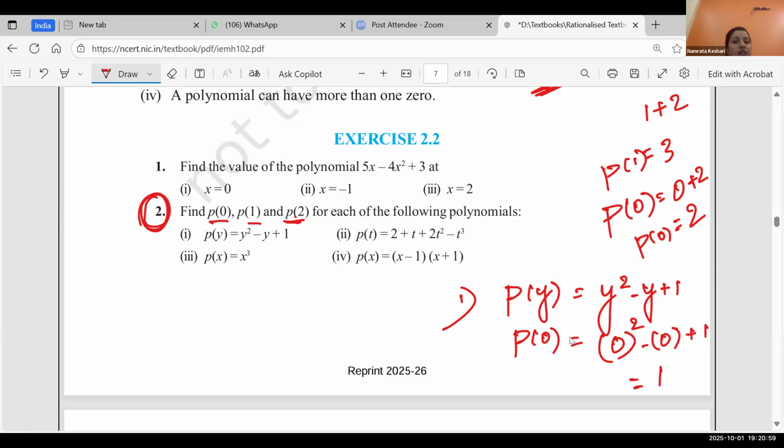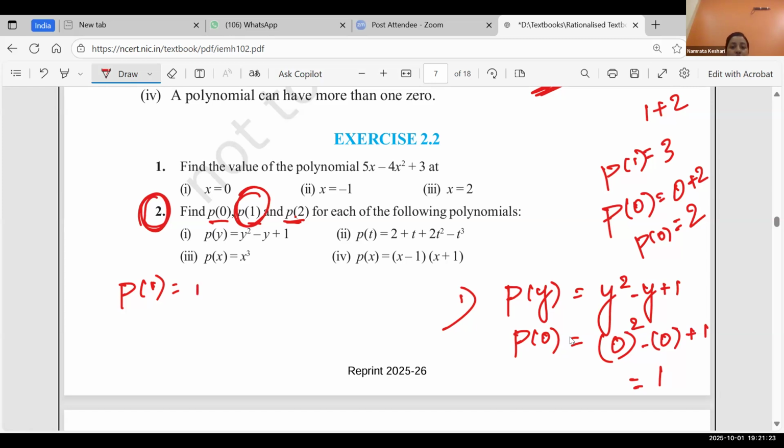And we are done. Clear? Yes, ma'am. Okay, now it says you are not done. You also have to find P of 1. So when we find P of 1, I'm going to take the same original polynomial, P(y) = y square minus y plus 1. And this time I need to put y as 1.